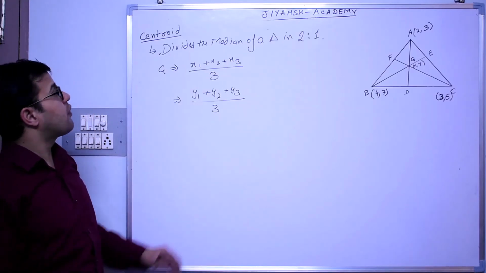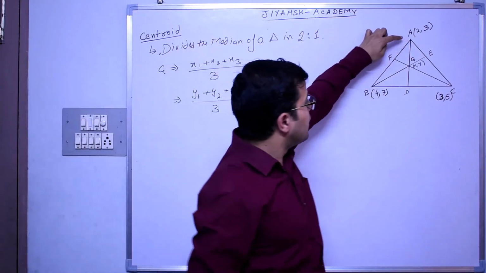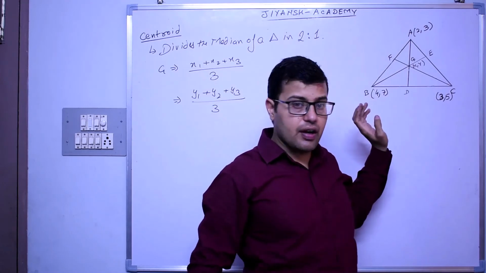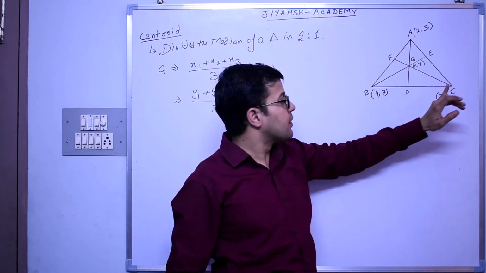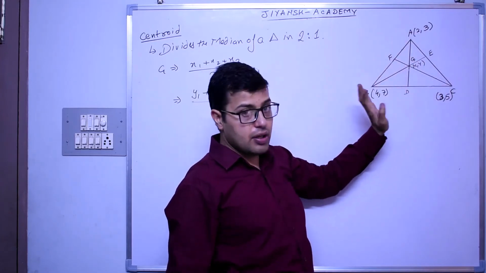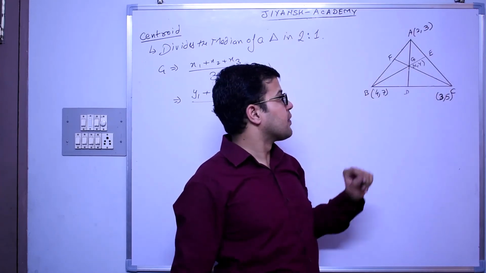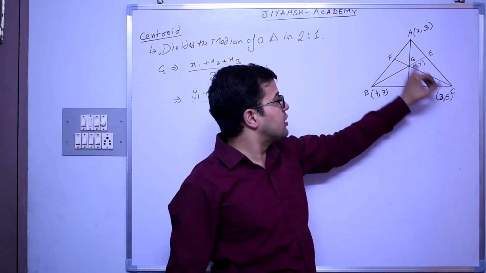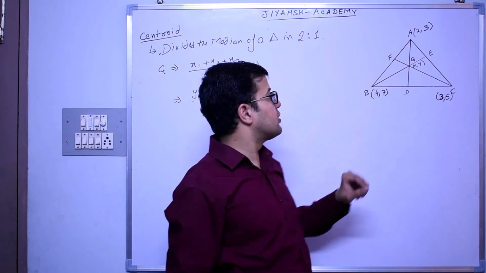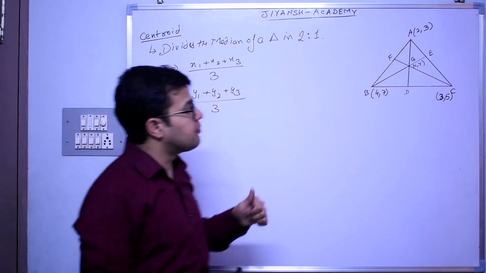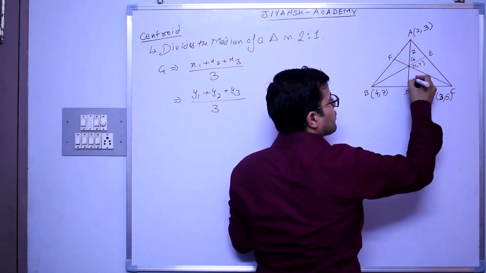One more application for this section formula is centroid. Now what is centroid? First of all, if ABC is a given triangle, then AD is a median on BC which bisects BC, and CF is a median on AB which bisects AB, and BE is a median on AC which bisects AC. So the point of intersection where these three medians will meet, that is known as centroid. So centroid is denoted by G. Now the main thing about centroid is that it divides the median in 2:1.